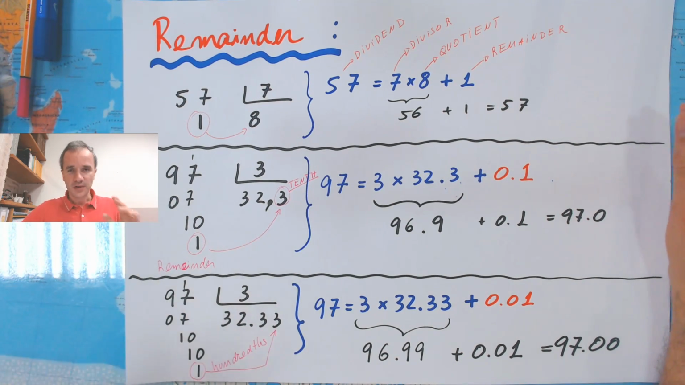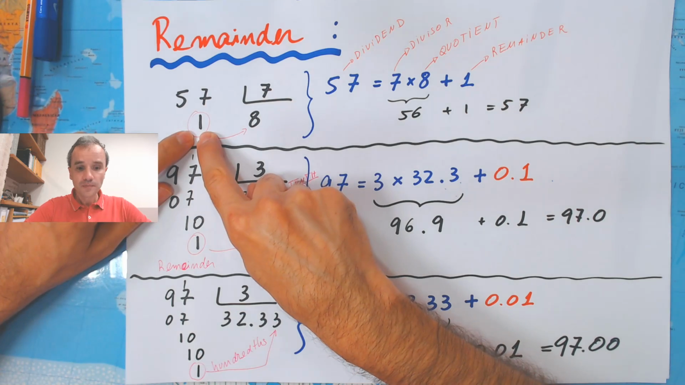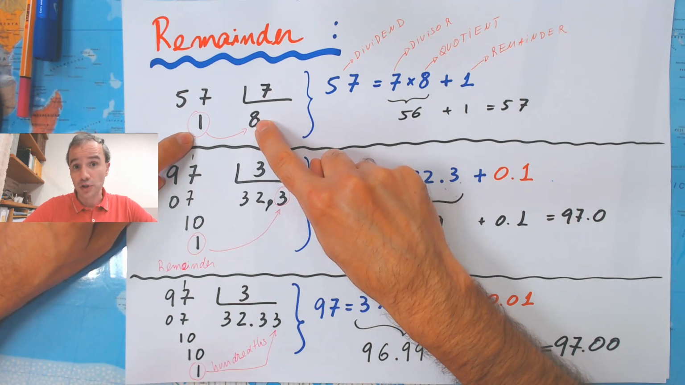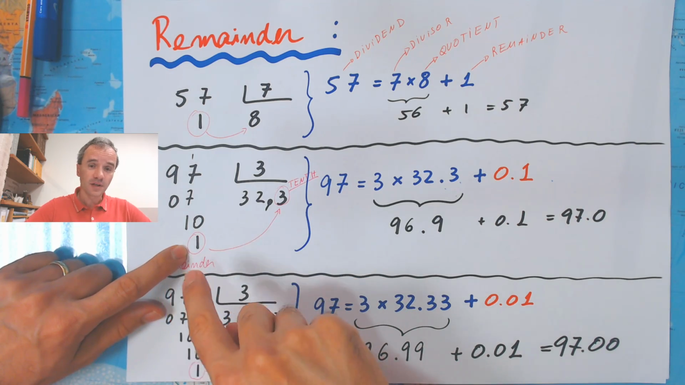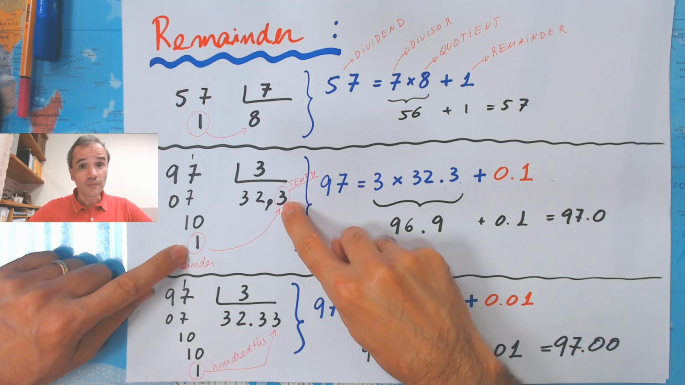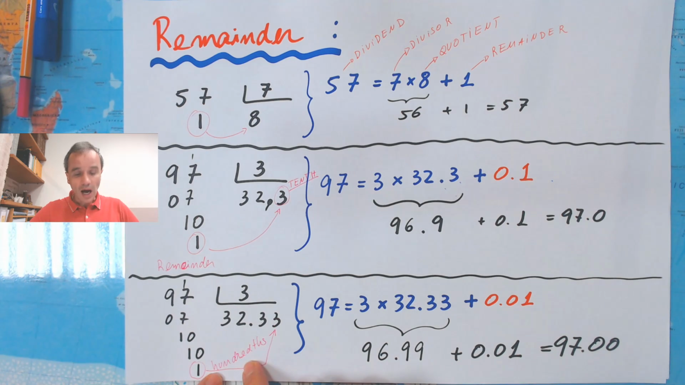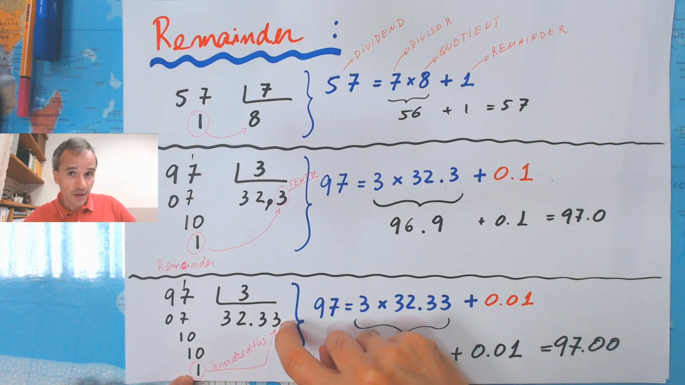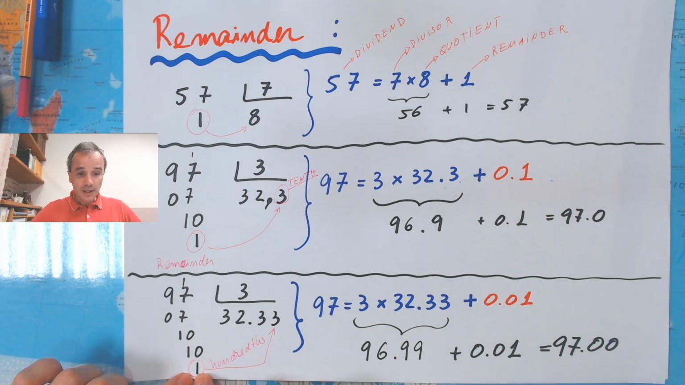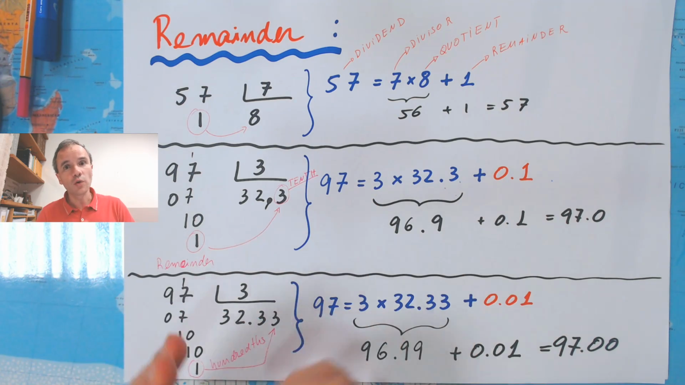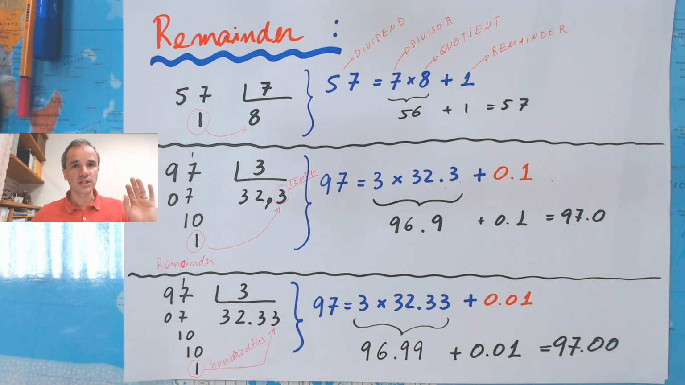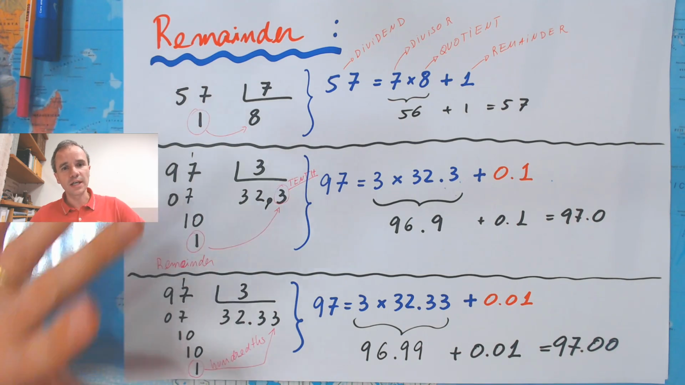So what I want you to remember is this. The remainder can represent an integer if it is the leftover of that integer. It could be a tenth if it is the leftover of this tenth. It could be a hundredth if it is the leftover of this hundredth. So you see, the remainder is going to be the leftover of the last digit that you are working with. Okay, that's the only thing that I would like you to remember. Just be careful about dealing with remainders.